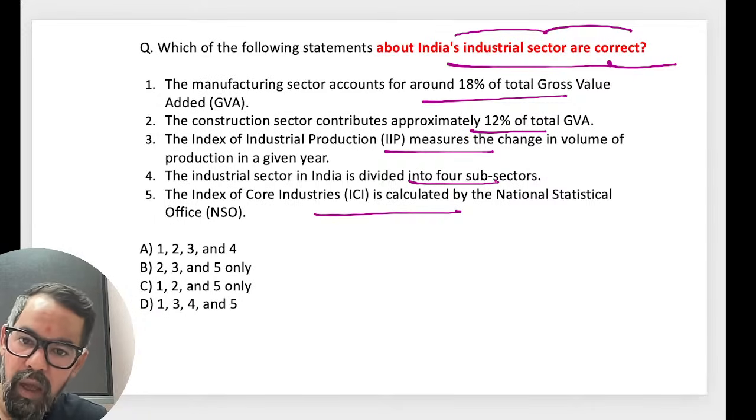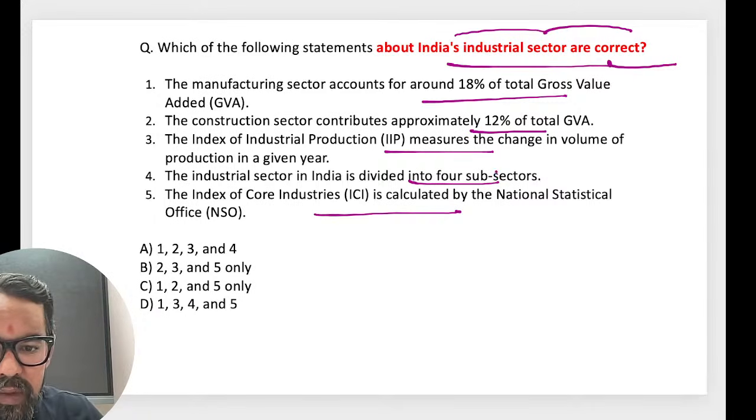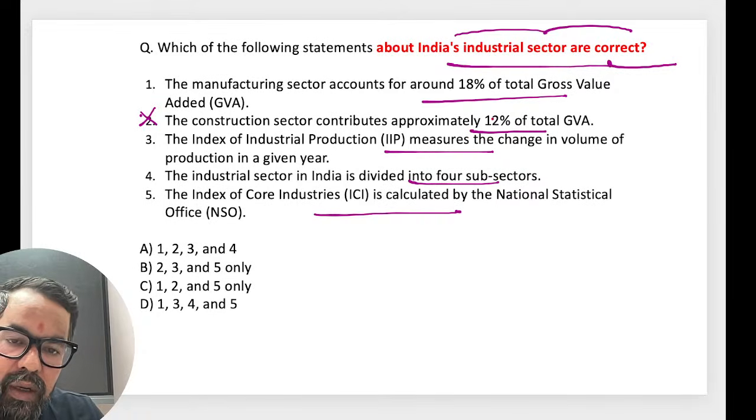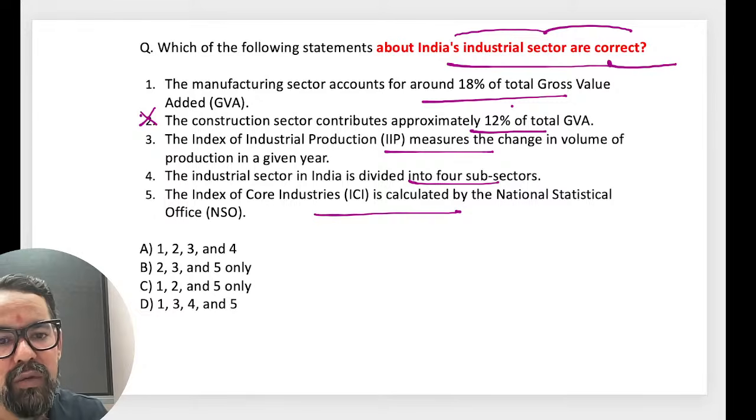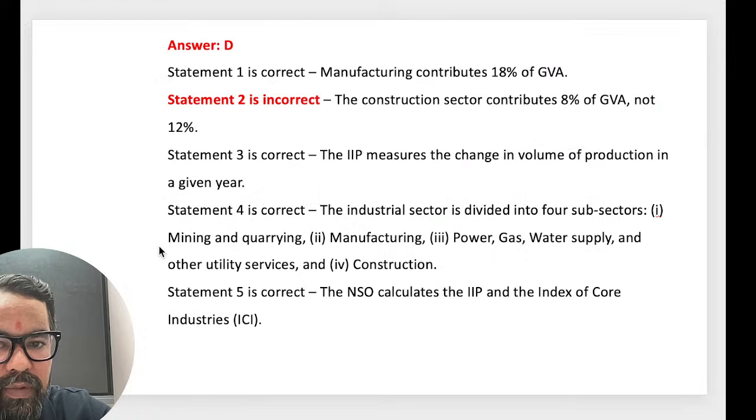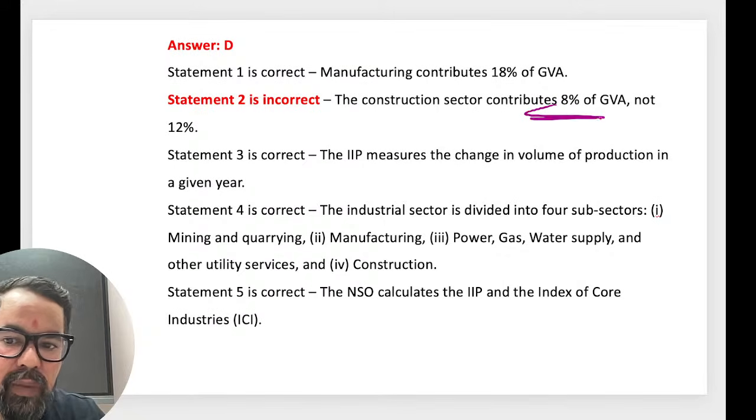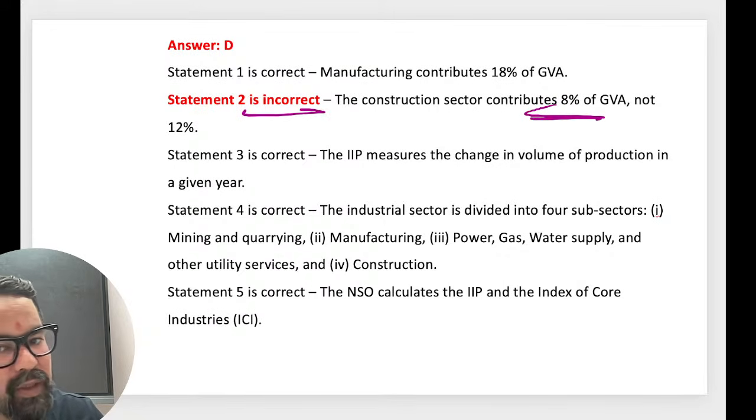Okay, others also, that means D means 1 and 2. Statement 2 is wrong. Okay, why is 2 wrong? The rate should be around 7-8%, correct? Yes. So let me just first confirm. Yes, construction contributes approximately 8% in this particular sector. Rest all the statements are correct.